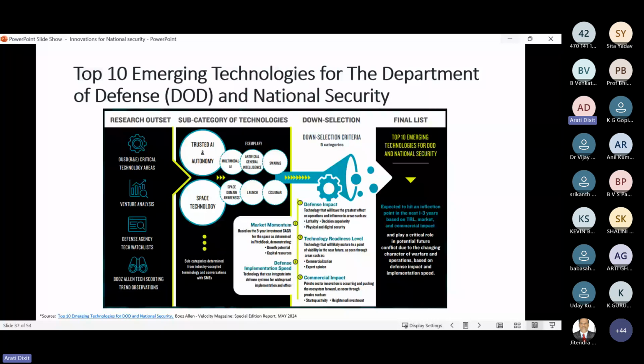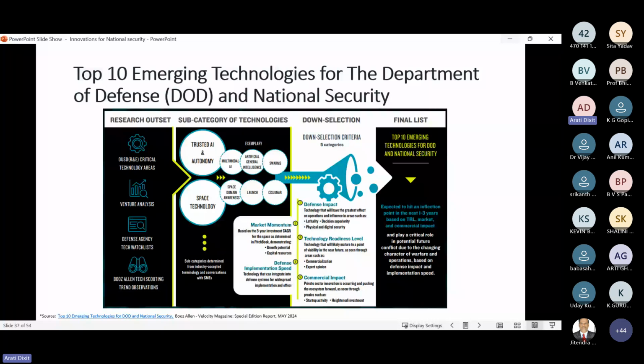And the third source was Defense Agency tech watch lists. They have this tech watch list. They come up with the RFPs, and they want certain kinds of problems to be solved. And the fourth source was their own experts and observations.